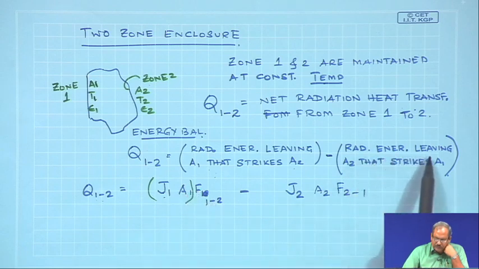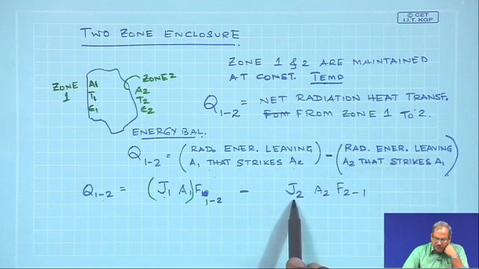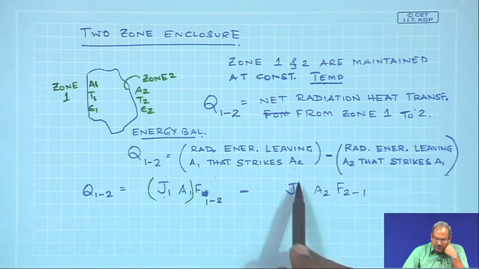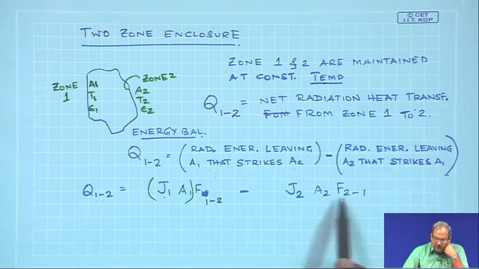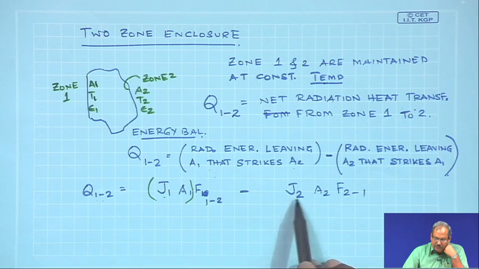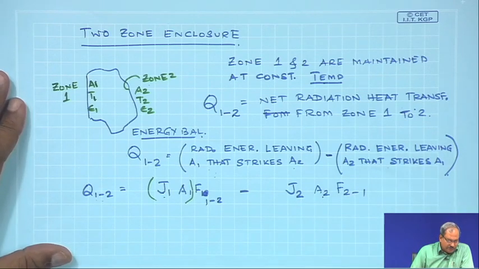Similarly, the radiation energy which is leaving A 2 is J 2 multiplied by A 2. So, of this amount of energy, this fraction is going to strike 1. So, the radiative energy leaving A 2 that strikes A 1 would simply be J 2 A 2 times F 2 to 1.